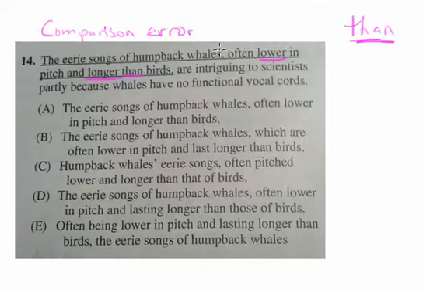What is lower in pitch than birds? What is longer than birds? It seems like it's the songs of the whales. The songs are lower in pitch than birds and longer than birds. Well, that's a problem, right?